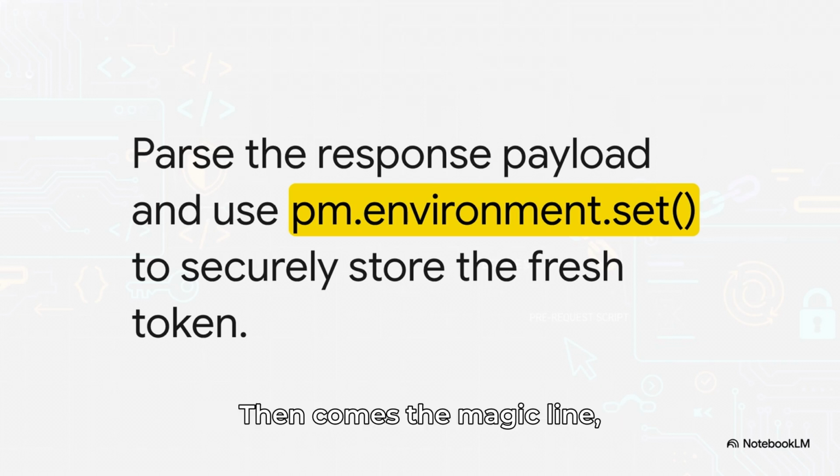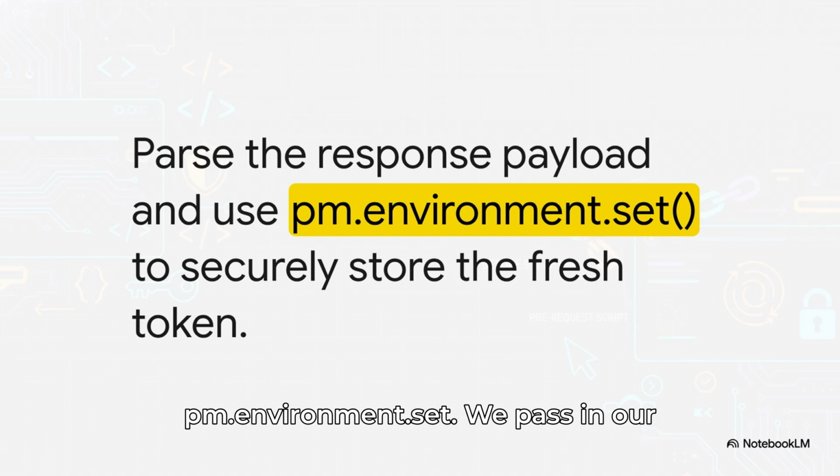Then comes the magic line, pm.environment.set. We pass in our variable name. Let's call it access token, and the value we just parsed. Boom! Your fresh token is now securely stored in your environment.